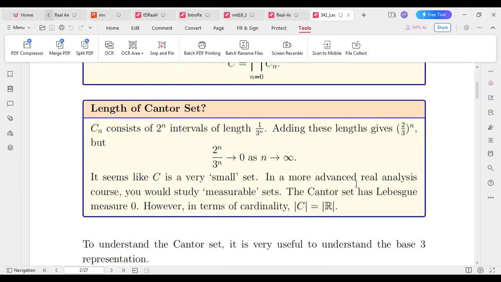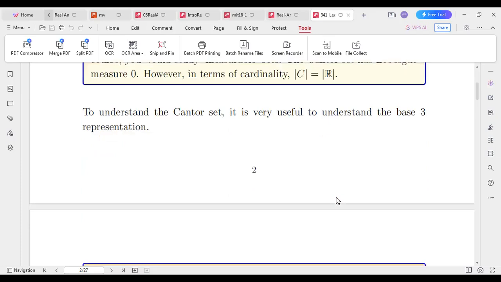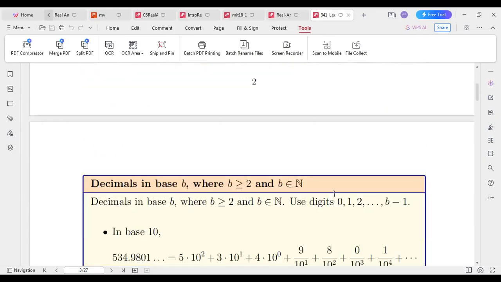In a more advanced analysis course, we would study measurable sets. The Cantor set has Lebesgue measure 0. However, in terms of cardinality, the cardinality of C equals the cardinality of the real numbers. To understand the Cantor set, it is very useful to understand the base 3 representation.